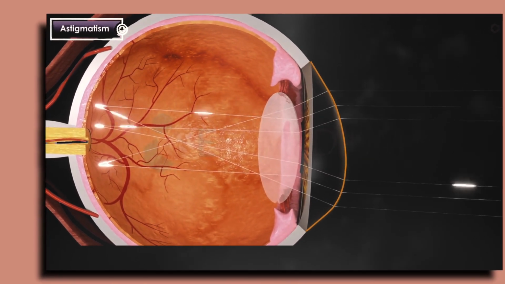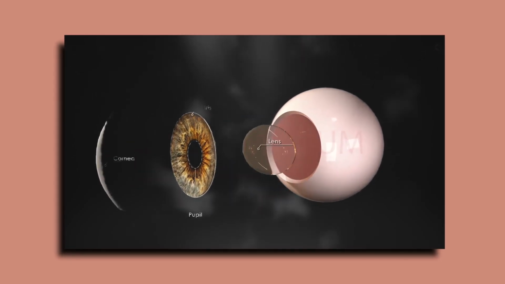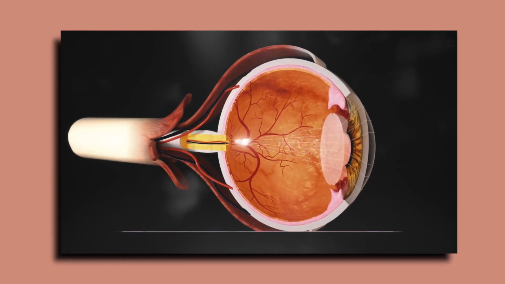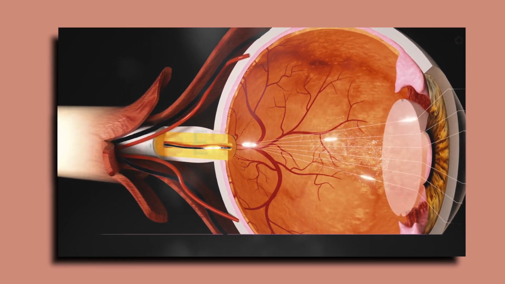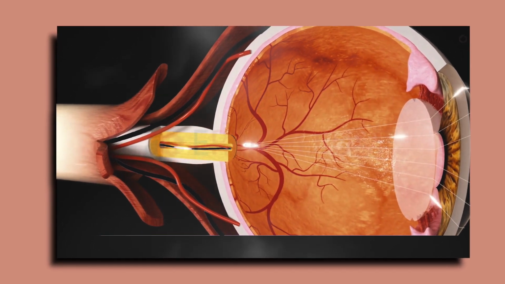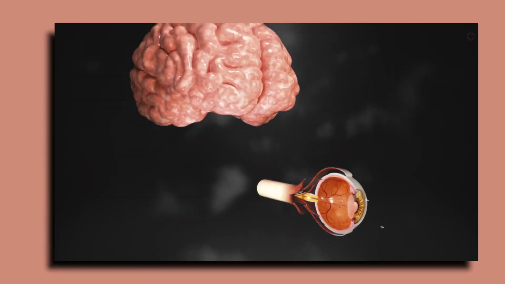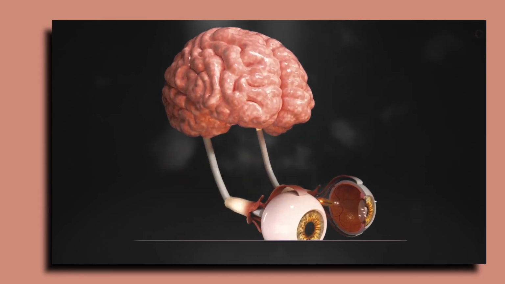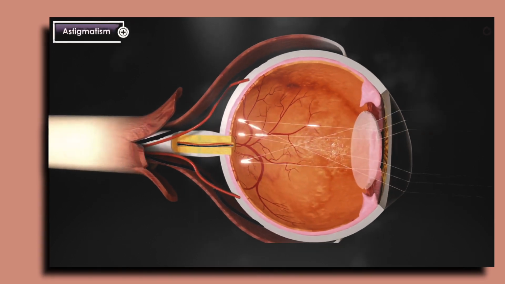What are the symptoms of astigmatism? The most common symptom of astigmatism is blurry vision. So what happens? The person moves the eyes, blinks, needs to squint to see clearly, and has headaches, eye strain, and trouble seeing at night. These are the symptoms of astigmatism.